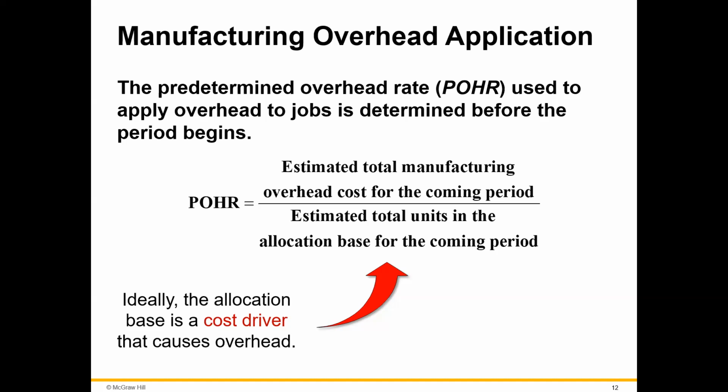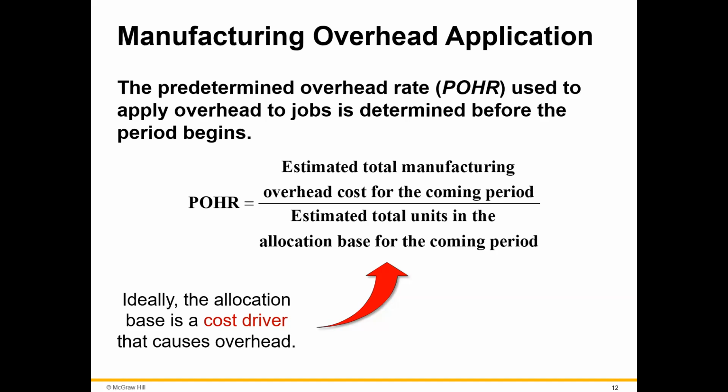So we have the formula for the predetermined overhead. In the top, in the numerator, we have the estimated total manufacturing overhead. And then on the bottom is the denominator. We have the estimated total units of the allocation base you choose for your company or for your situation, such as the direct labor hours or direct labor dollars or the machinery hours.